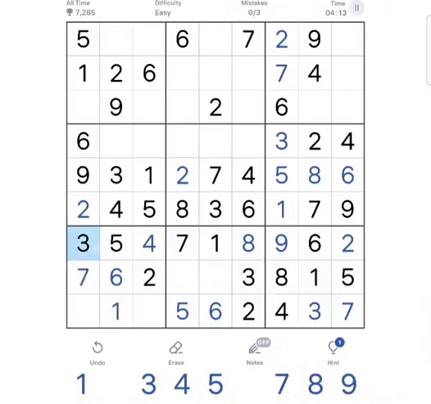What about here? 1, 2, 3, 4, 5, 6, 7. There's an 8 or 9 here. 9, because this 9 goes there. 8 goes there. Look at this line. 1, 2, 3, we're missing a 4.